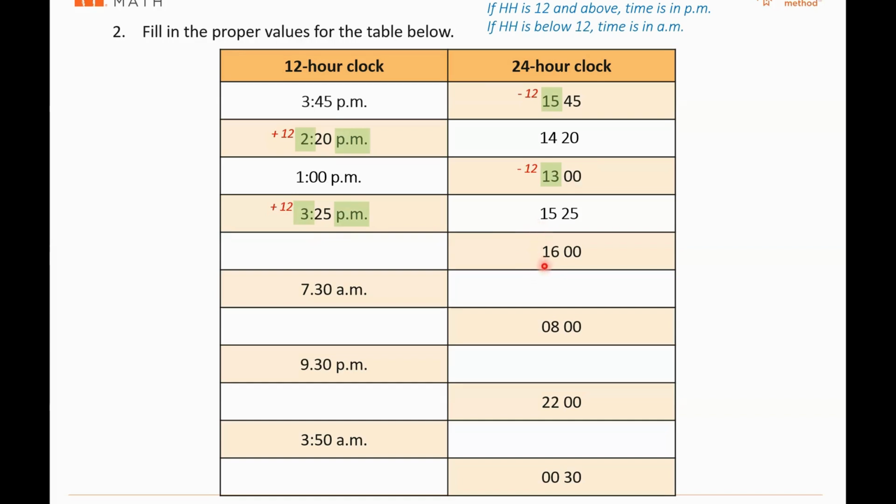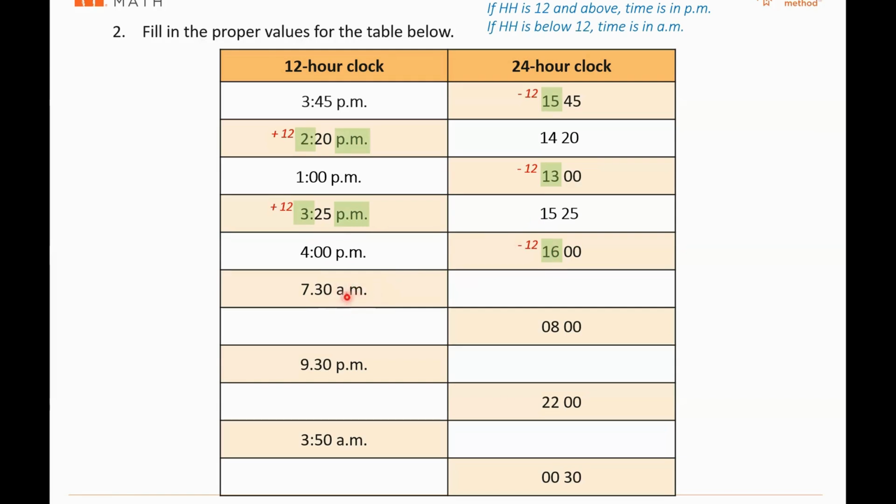Okay, now 1600, again, 16 is greater than 12. I minus my 12, I get 4. And then you put 00 at the back, 4 PM, because it's greater than 12. Okay, 12 and above.